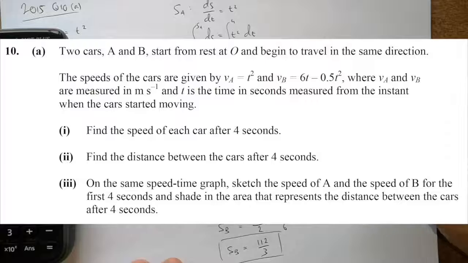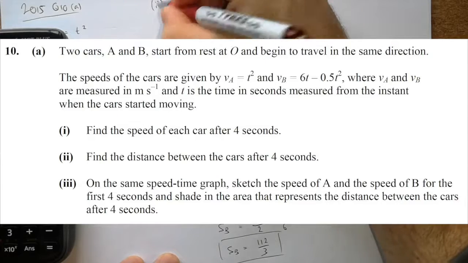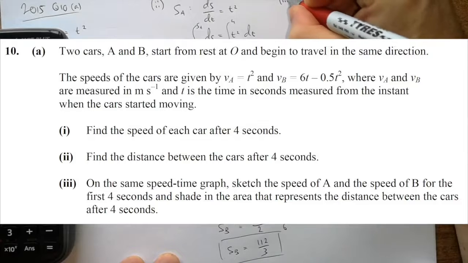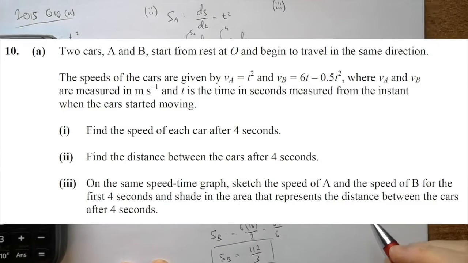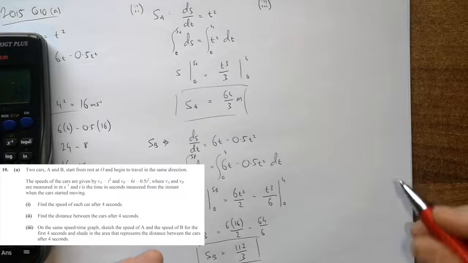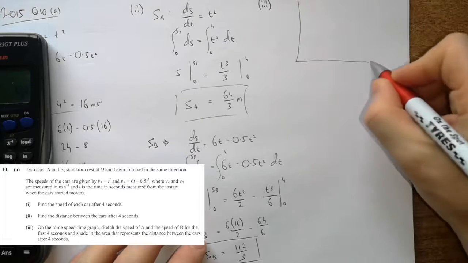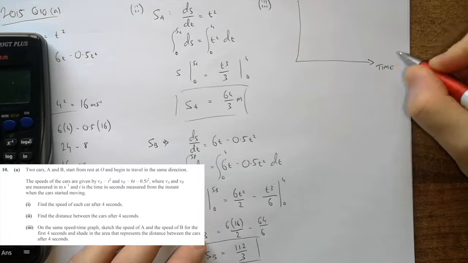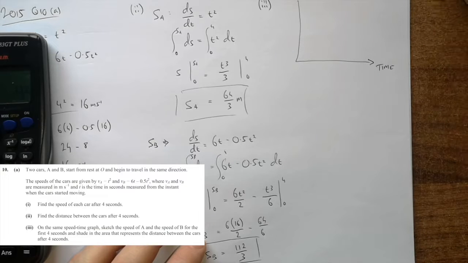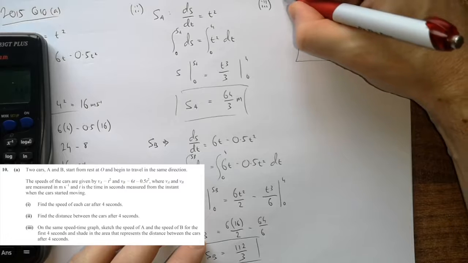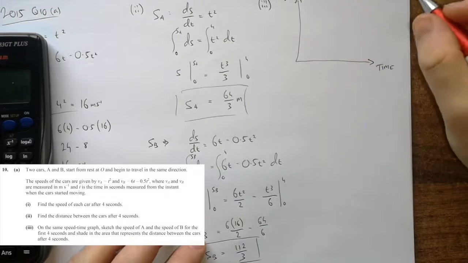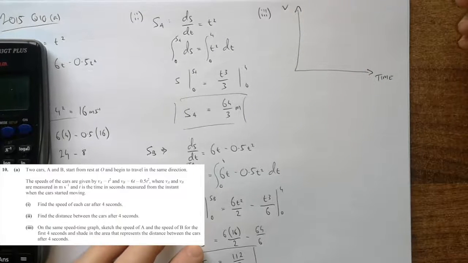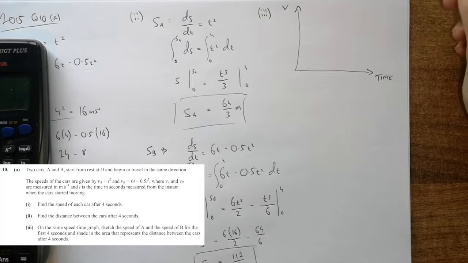Okay, on the same graph, so that was part 2. Now this is the one we might think, whoa, what is this about? We want to draw these two things. So we're looking for a graph here, and that's time. And what graph are we looking for? It is a speed time graph. So that's speed, I'm going to call it V because that's what we're using in ours.